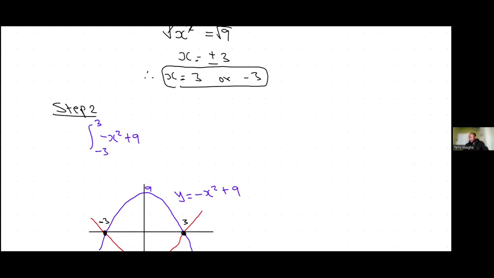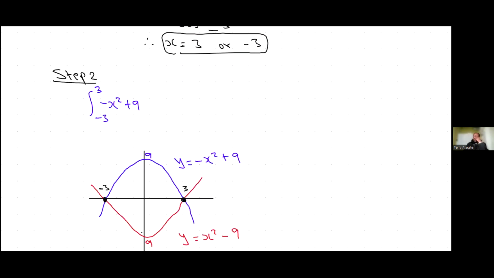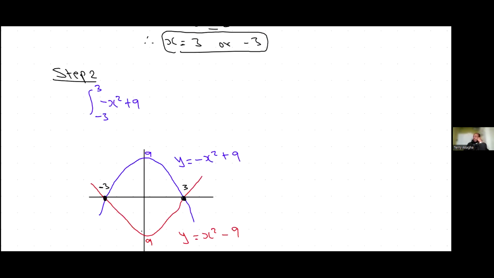Then we also have another curve there, x squared minus 9. We have x squared minus 9. The upper value there is going to be 3, and the lower value is going to be minus 3. So the next step, we're going to have step 3, where we are trying to figure out breaking it into smaller areas.